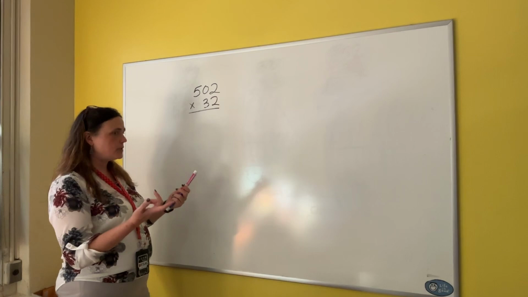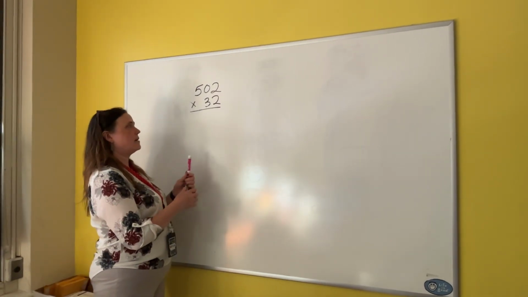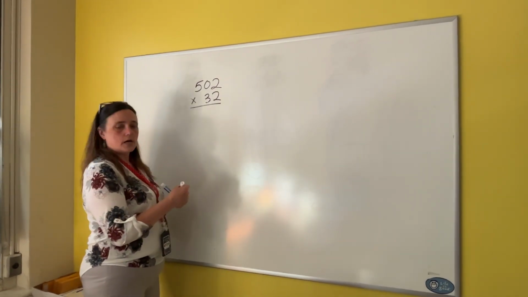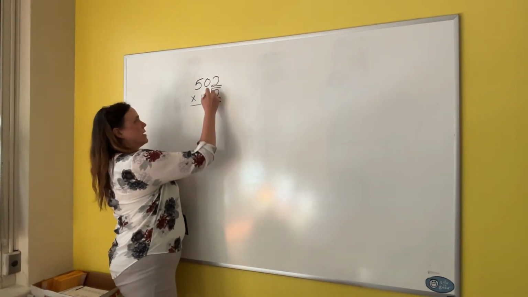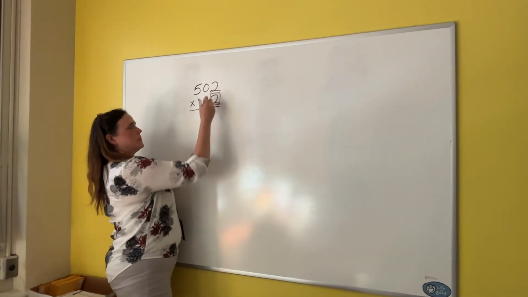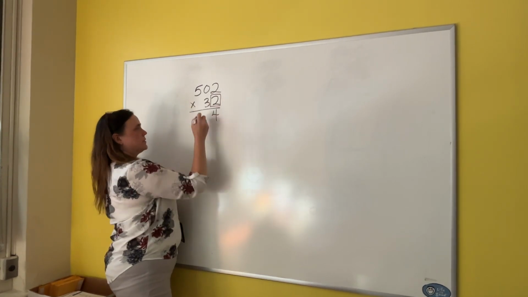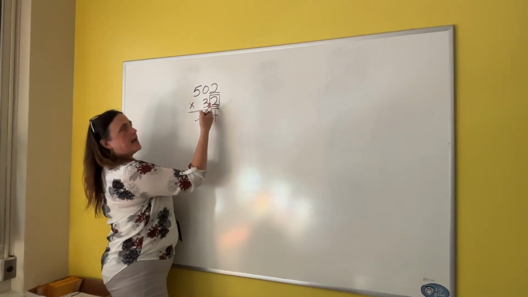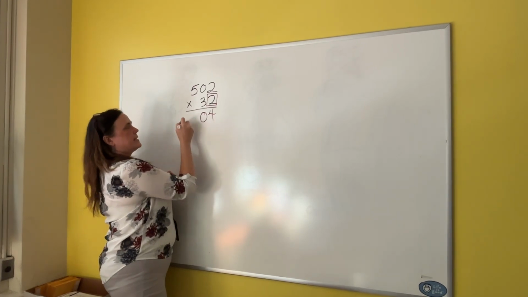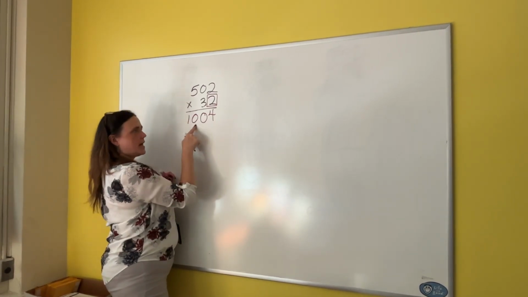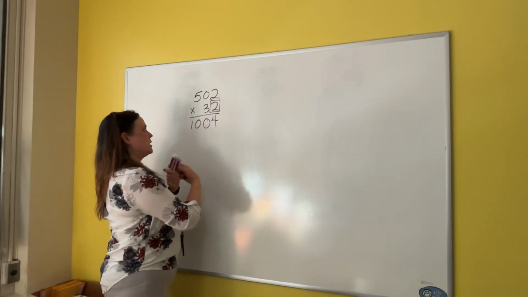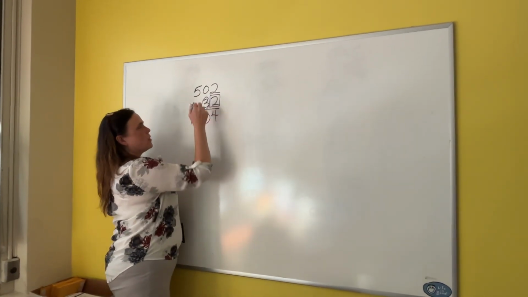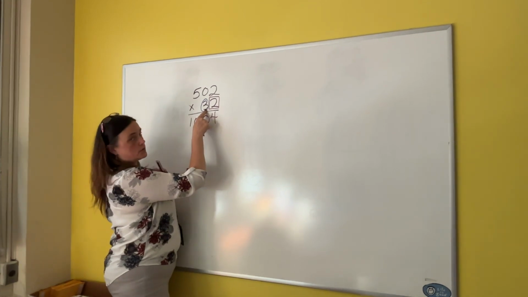So just to make a point, if I did this by the standard algorithm, I want to do something a little bit different here. I'm going to have a line for my 2. So I'd have 2 times 2, which is 4. 2 times 0, I'm going to get the 0. And then 2 times 5, I'm going to get 10, but of course that's 1,000 because it's 10 in the hundreds place.